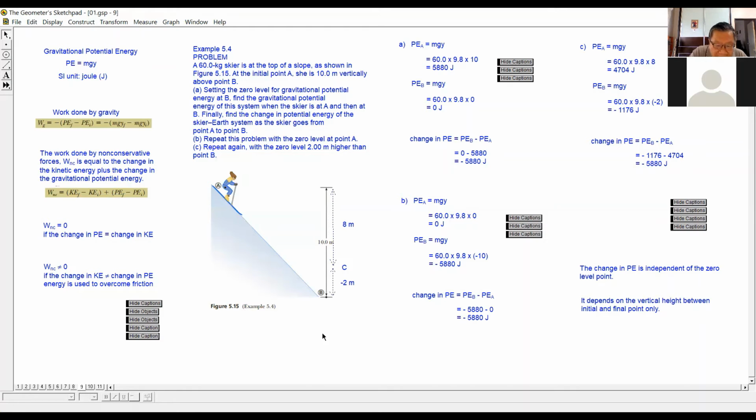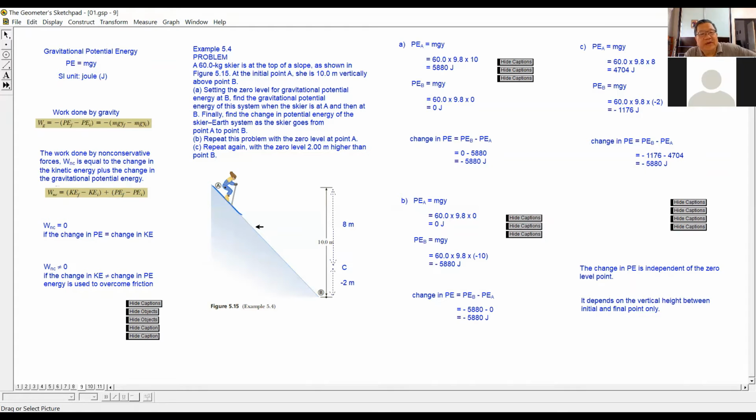It cannot be somewhere below the B here, right? We don't know the distance here. So we cannot say that our zero level is somewhere below B. Because we know the vertical distance is 10, so B is the zero level. As you go higher and higher, it becomes more and more positive.